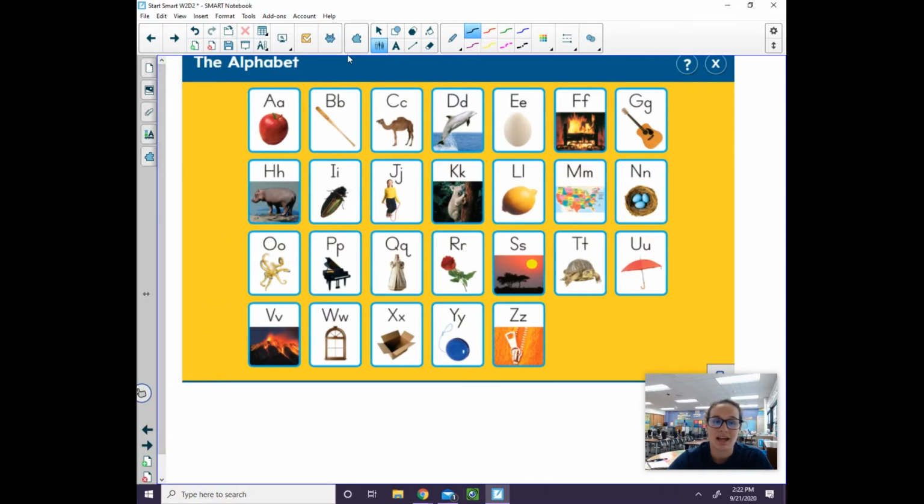We are going to sing our ABCs. So let's start up here at A. A, B, C, D, E, F, G, H, I, J, K, L, M, N, O, P, Q, R, S, T, U, V, W, X, Y, and Z. Very good. So it's good for you to go back and review singing your ABCs.